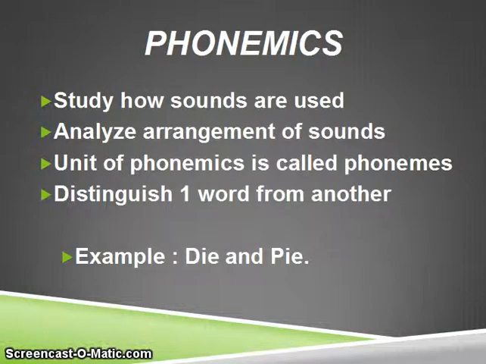The next important key to kindergarten learning is phonemics. Phonemics is also known as the study of how sounds are used. In phonemics, they begin to analyze the arrangements of sounds. One unit of phonemics is also known as a phoneme. Phonemes help us distinguish one word from another. An example of a phonemic and a use of a phoneme is die and pie. They have the same ending but a different beginning letter, so the meaning has a different sound.